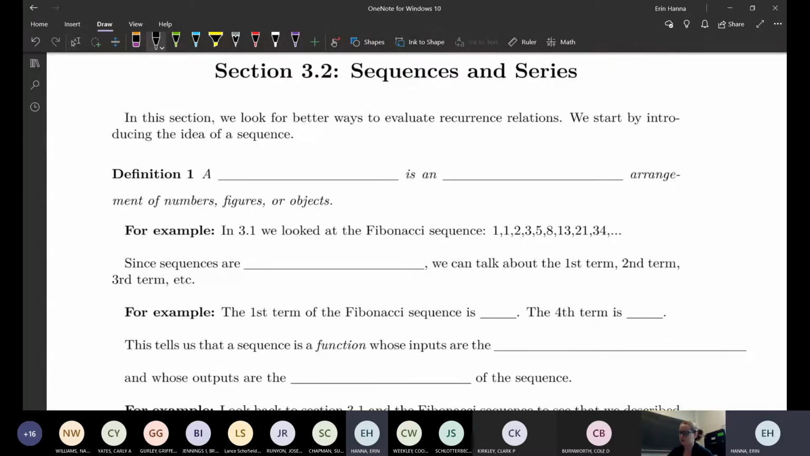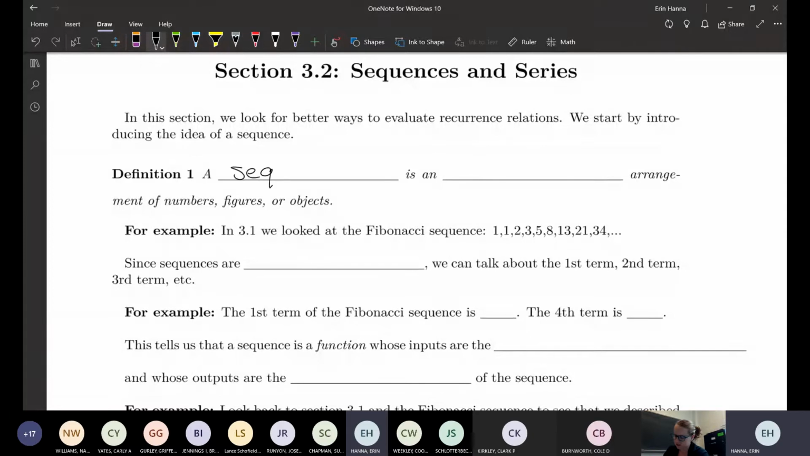So the first thing we have to talk about is something called sequences and series. We're going to look at a better way to look at recurrence relations. Remember in 3.1 we talked about recurrence relations, which are functions that rely on themselves to find the values. So first we want to introduce the idea of a sequence.